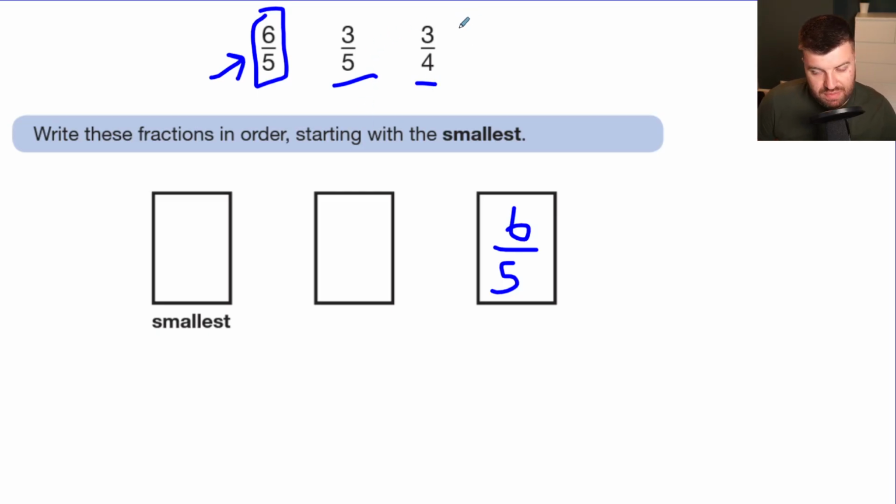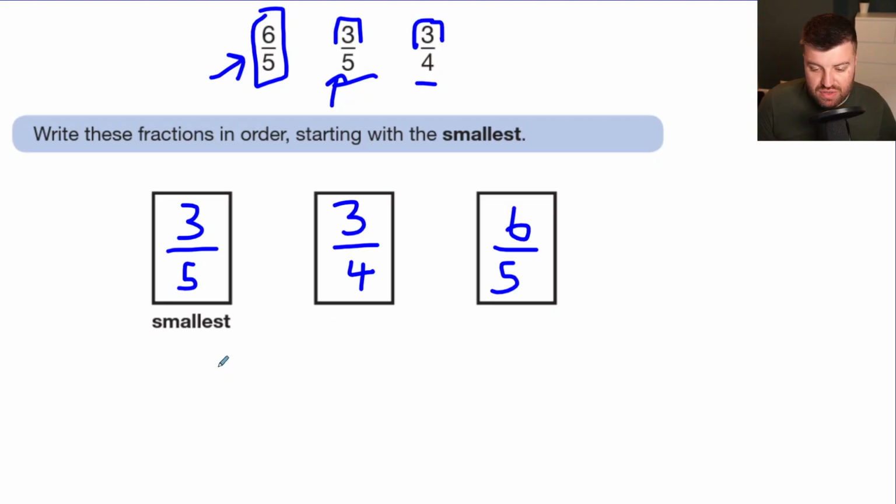But you'll notice something. Normally we say when denominators are the same, we can compare fractions, but we can also compare fractions if the numerator is the same. So if I have 3 of something and 3 of something else, how can I know which one's smaller? Well, you have to look at the denominator. The smaller one here is 3/5 because fifths are smaller than quarters.